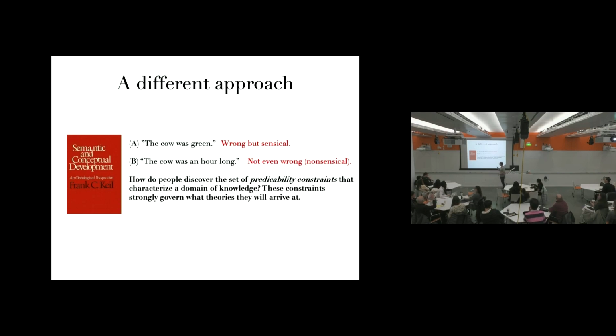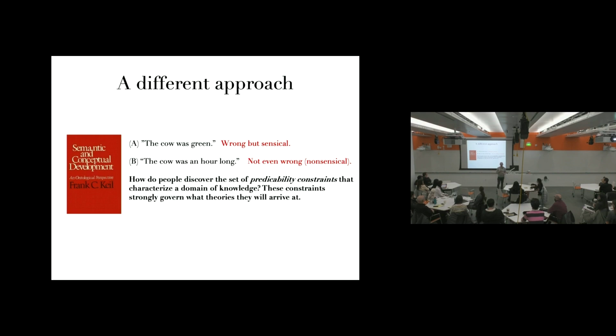Okay, so I want to tell you one other thing about psychology. There's a very interesting book by the psychologist Frank Keil that was published in the 1970s, and he called attention to the following kind of phenomenon. He was interested in cognitive development, in children, but the same points apply to adults. So I tell you the cow is green. That's wrong, but it's sensical. A cow could, in principle, be green. You could imagine a possible world in which cows are green, but in this world, cows are not green.